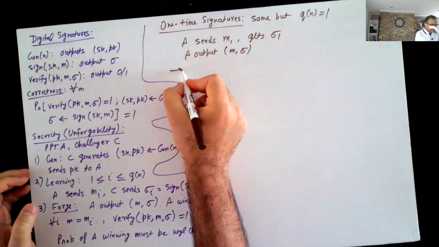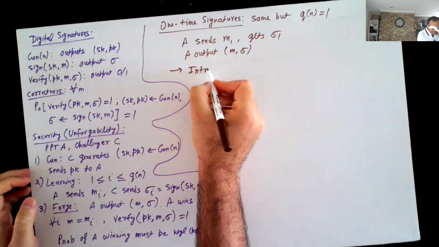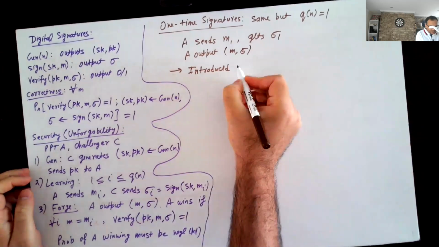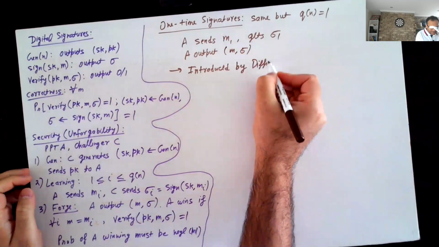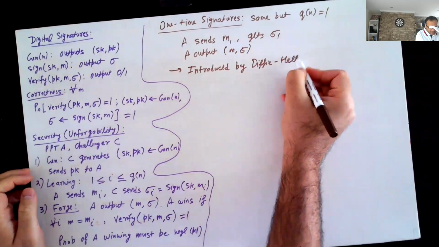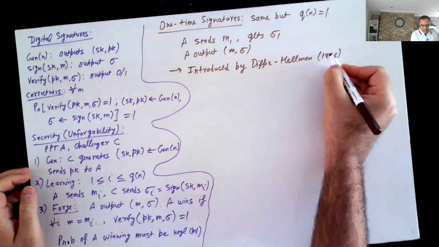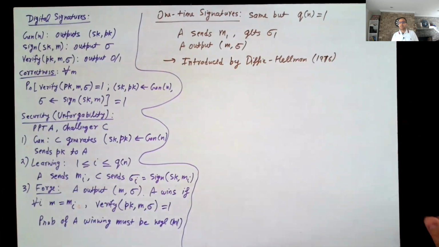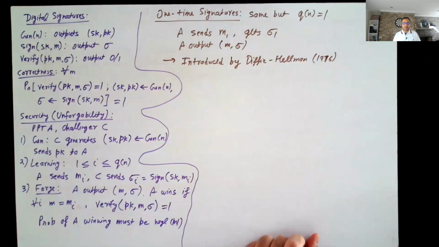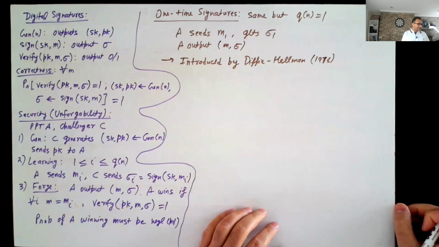Okay, and by the way, the digital signatures were introduced by Diffie and Hellman in their seminal paper in 1976. The paper is called New Directions in Cryptography. That's the paper which really introduced a lot of these things, including public key encryption, key exchange, and digital signatures. And there's an interesting story behind this.